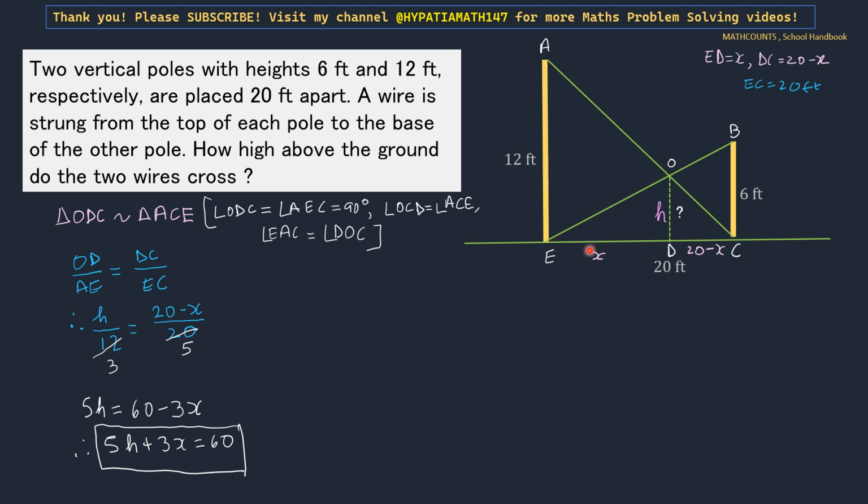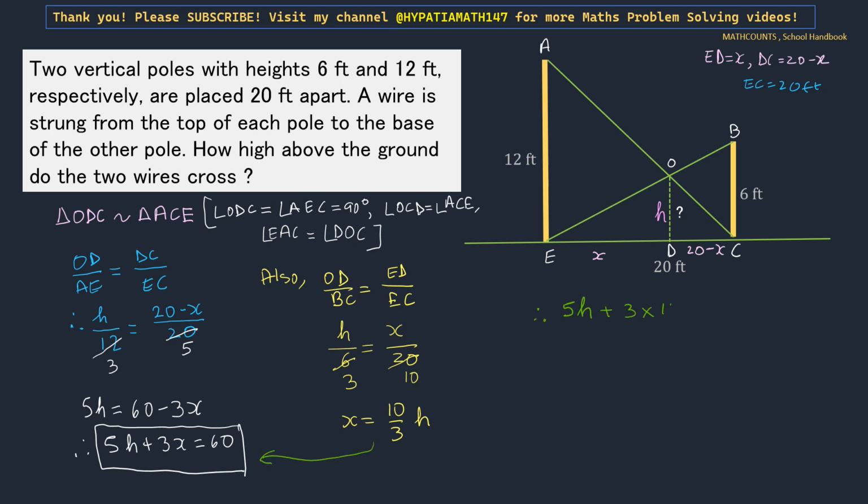Now we apply this same logic to the other two triangles. That is, you see, OED would also be similar to BEC. So also applying that from those two similar triangles, you'd have OD out of BC equals ED out of EC. So OD is again h, and BC is 6 feet, so h out of 6 equals x, ED out of 20, so EC is 20. So therefore, simplifying, we get x equals 10 out of 3 h, and substituting, you would get h is 4.